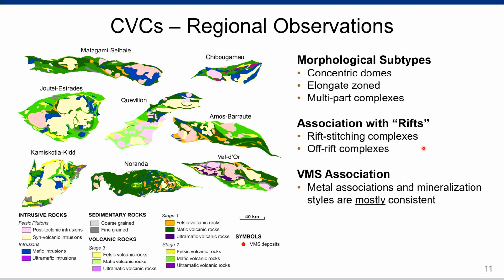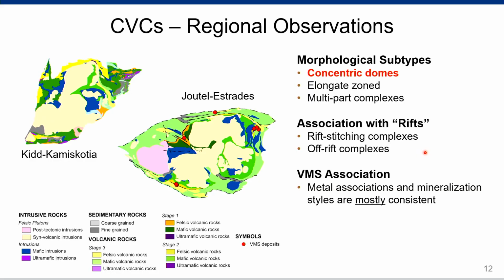We can also pick out some basic observations about the patterns of these complexes. The first thing is that we have multiple morphological subtypes. The first example here are concentric domes. These are areas where we have rocks of a certain age that are surrounded almost entirely by rocks of a different age. There are two really good examples of these. Jetel Estrades here, which has older material in the core with progressively younger material outwards, and then Kidd Kamoskosia, which has the opposite pattern, younger material in the core and older material outboard.